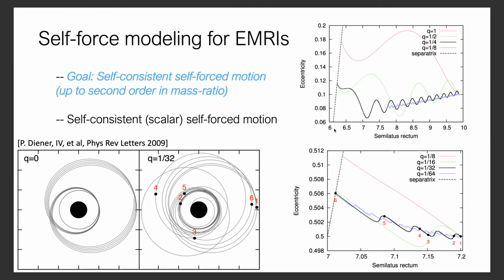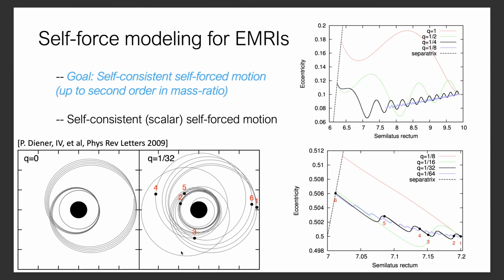Ultimately, the goal of the community is to produce self-consistent, self-forced motion for extreme mass ratio inspirals, and this has to be correct up to second order in the mass ratio. This is still an open problem to this day, and a few of my friends are working very hard to pursue this goal. Very early on, as part of my PhD, my collaborators and I were able to do this to some degree for a toy model consisting of a scalar charge. A scalar charge is really just a point particle emitting scalar radiation. It's a simplified version of the actual thing, but what was significant was that we were able to produce self-consistent simulations that incorporate the self force into the motion.